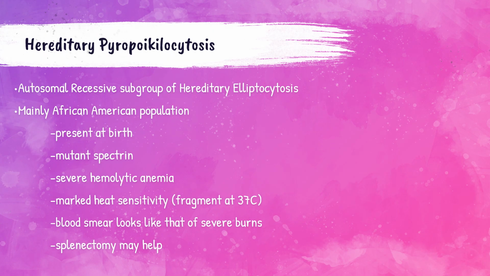Hereditary pyropoikilocytosis is an autosomal recessive subgroup of hereditary elliptocytosis. So this is present at birth, mainly affecting those of African American descent. And this causes a mutant spectrin of the red blood cell, causing severe hemolytic anemia. The red cells have marked heat sensitivity and fragment at body temperature. So patients with this disorder will have a blood smear that looks like a patient with severe burn, so lots of schistocytes or fragmented red cells. A removal of the spleen may help patients that have this disorder.